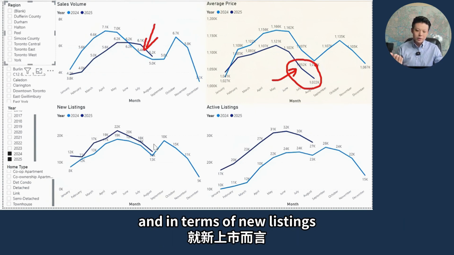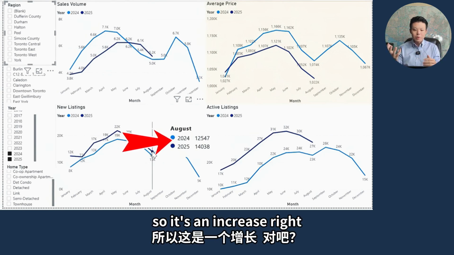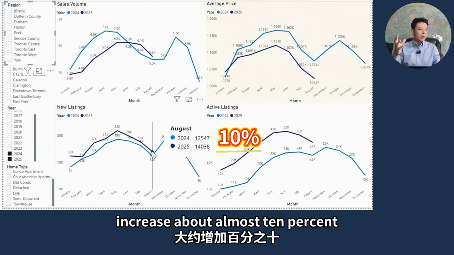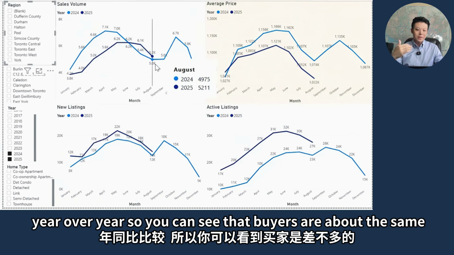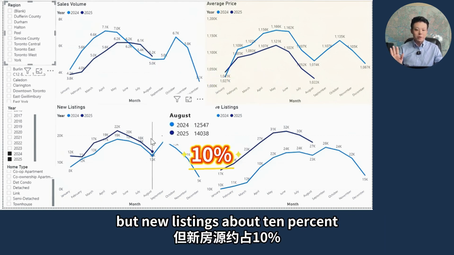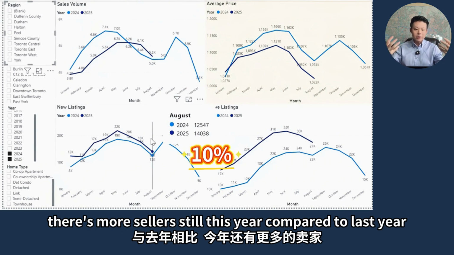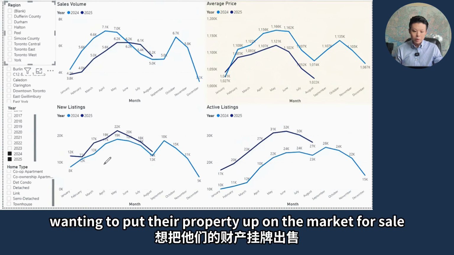And in terms of new listings, we can see 14,000 versus about 12,500 same time last year. So it's an increase of almost 10% year over year. Buyers are about the same, with a 2-3% difference compared to last year, but new listings are up about 10%. That means there are still more sellers this year compared to last year. Consistently, there are more sellers wanting to put their property up on the market for sale.